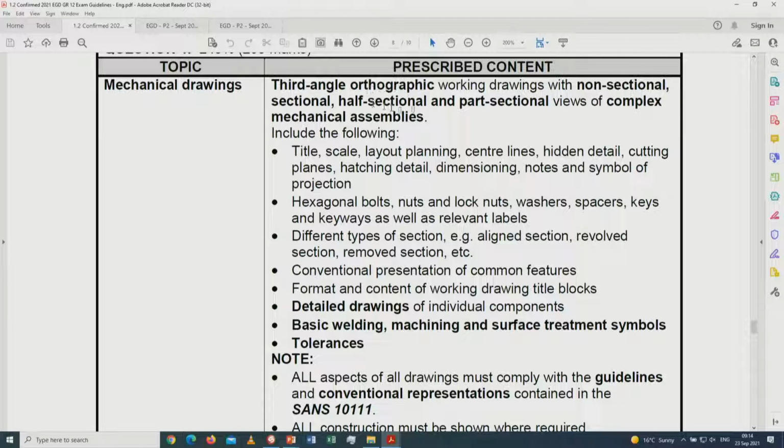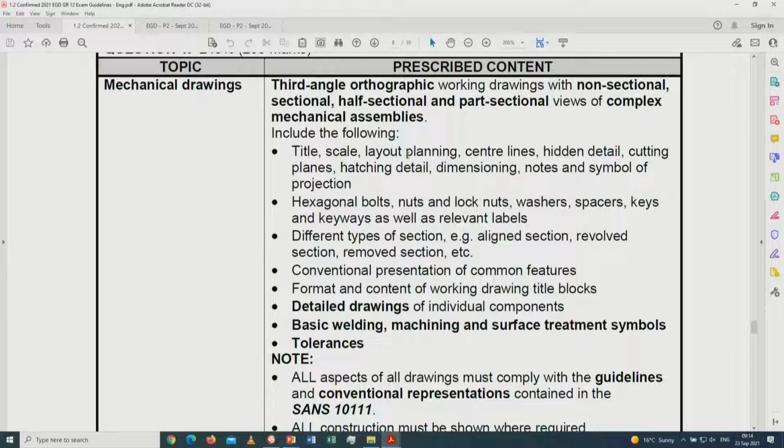It will be half sectioned. It will be partly sectioned. It will be complex mechanical assemblies. All right. And then also the title, scale, layout and planning of sheet. The planning, ladies and gentlemen, in this specific paper of September 2021, I pointed out to you that the starting position of most of the drawings was given.